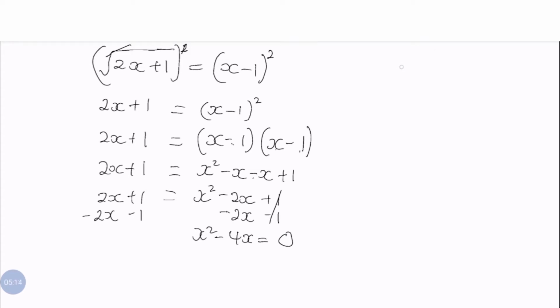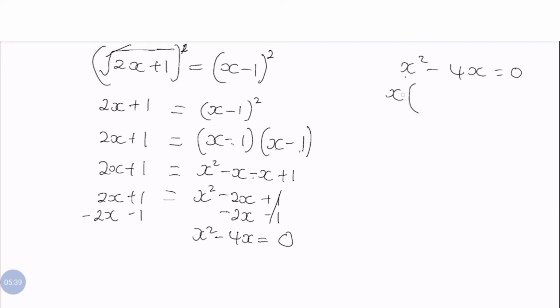Let us take it to the side. We have x squared minus 4x is equal to 0. Since we have this now, let us factorize it. What is the common factor in these terms? We have x as the common factor. So let us factor out x and introduce our bracket.